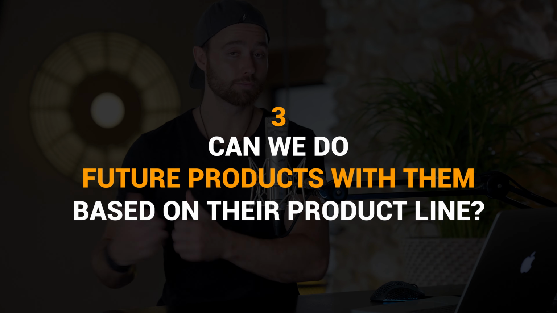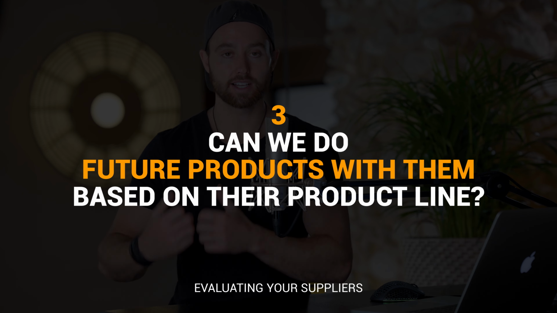Remember, some products are already on Amazon, others are new. They've just been created. And maybe your supplier, especially if they focused on this niche, could have a new version which you could take advantage of, that you could tweak to your own style. So that's something we're looking at as well. And number 3, can we do future products with them based on their product line?